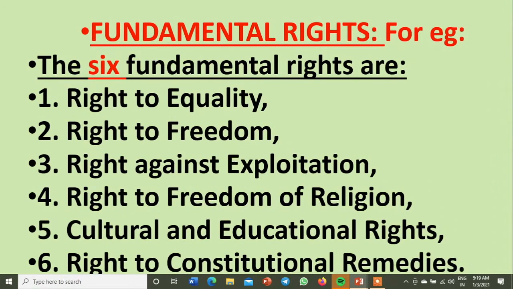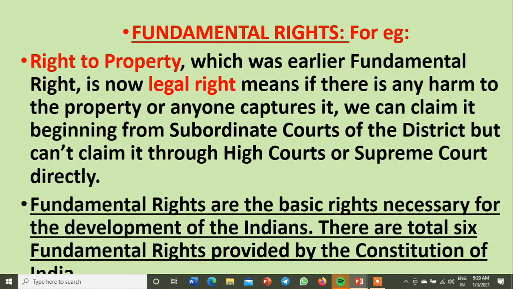The next feature is fundamental rights. You have already done this in the junior classes also. There are 6 fundamental rights. First is the right to equality, second is the right to freedom, third is the right against exploitation, fourth is the right to freedom of religion, fifth is cultural and educational rights, and sixth is the right to constitutional remedies. There is one more right which is no more a fundamental right, that is the right to property, which was earlier a fundamental right, is now a legal right.